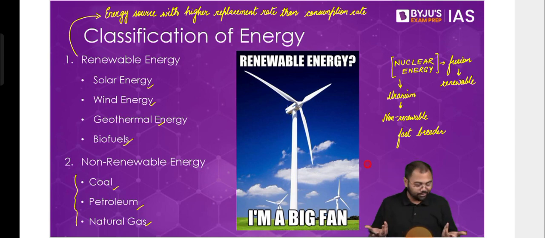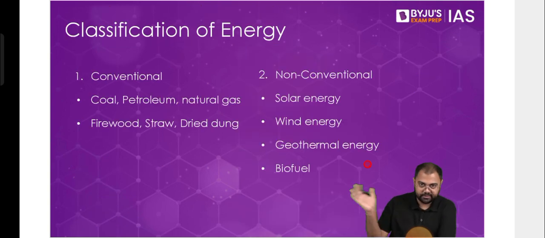Because also understand that there is no convention that defines what is renewable and what is non-renewable and so on, and hence we do not have any idea. So about nuclear energy, we'll have a better discussion at a later part of the chapter. Second way to classify is conventional and non-conventional.